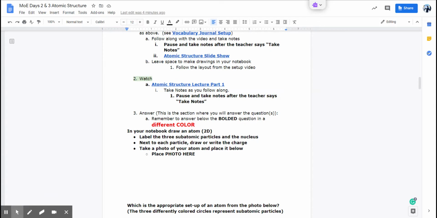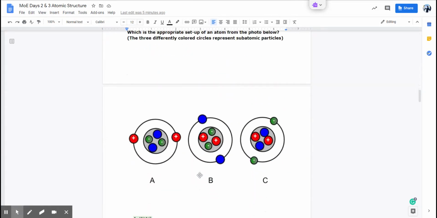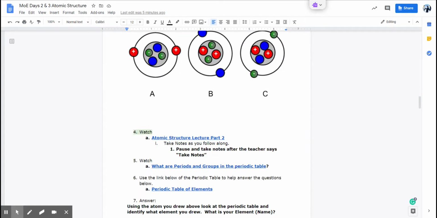It's your question. You guys are going to be drawing an atom in 2D, so 2 dimensions. You're going to draw it in your notebook, take a photo of it, and put it here, which is an appropriate setup of an atom in the photo below. So you're going to look at this one, and figure out which one is correct. You need to figure out which ones are protons, neutrons, and electrons. You're going to write the answer down here, so you'll type A, B, or C.